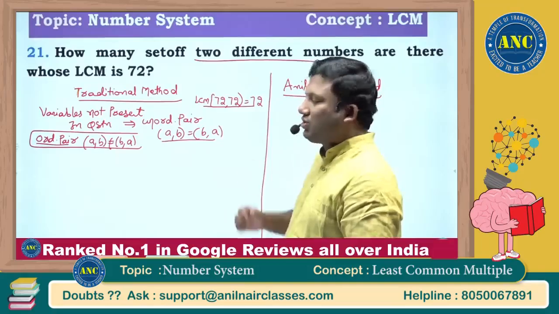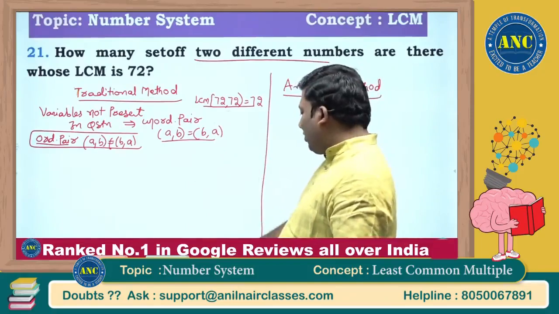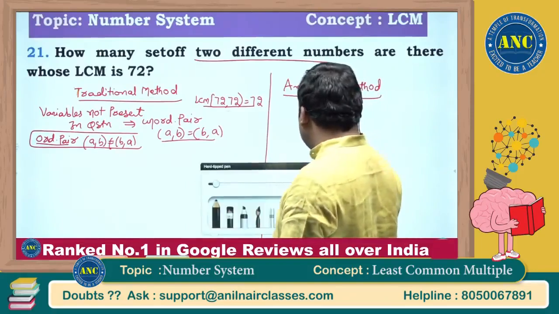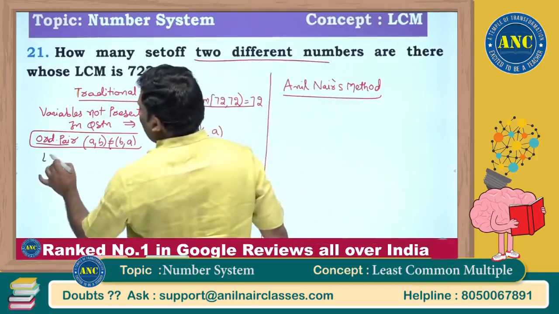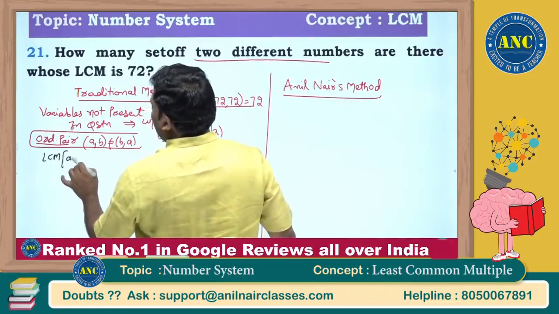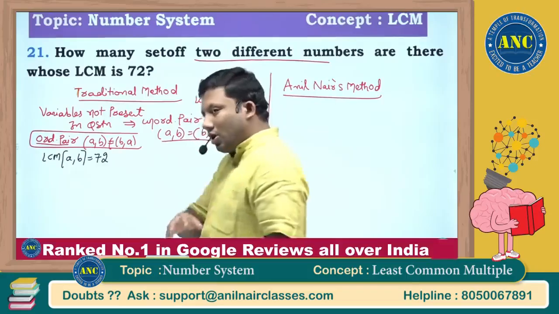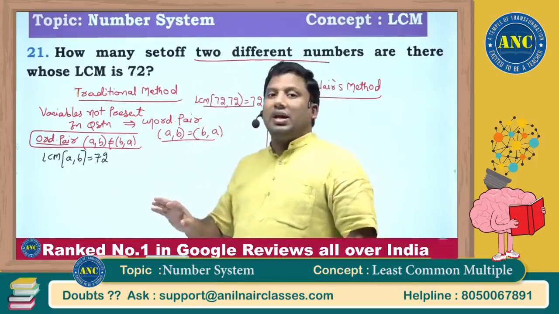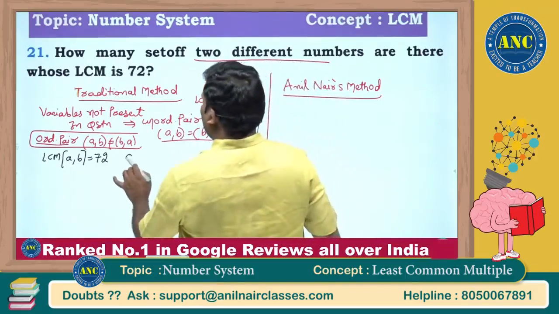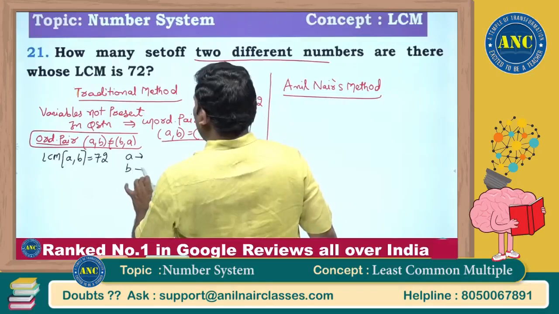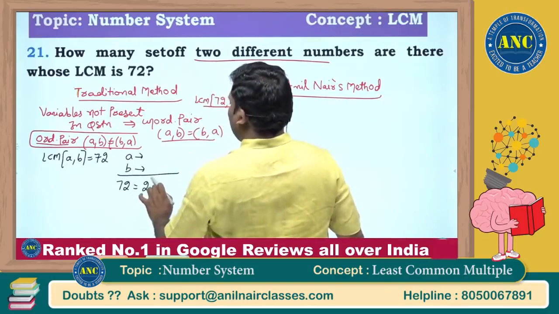Generally in all your textbooks, numbers will be given and we have to find the LCM. But here the LCM is given, and we have to find the numbers. How am I doing it step by step? Listen carefully, sir. Step number 1. In the ordered pair, first I will do. Let the two numbers be A and B. LCM of A comma B is equivalent to 72. We do not know anything about A, we do not know anything about B. But what we know is the LCM of A comma B is 72.